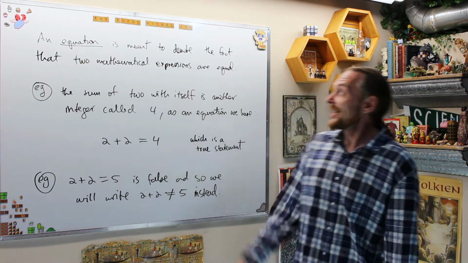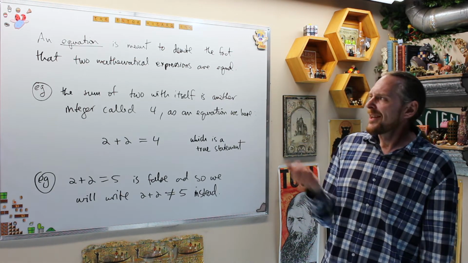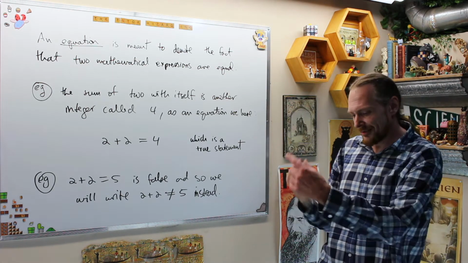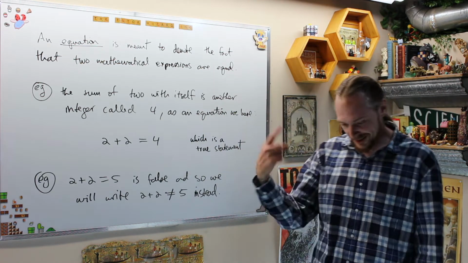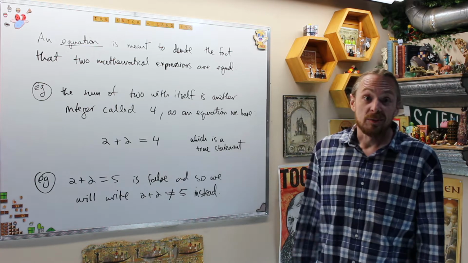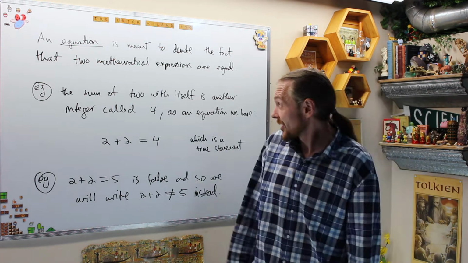An equation is meant to denote the fact that two mathematical expressions are equal. Yeah, I used the word equal in defining equation, and it seems like I used the word to define the word, but that's as close as we can get. It's intuitively what you mean. An equation is meant to denote the fact that two mathematical expressions are equal.